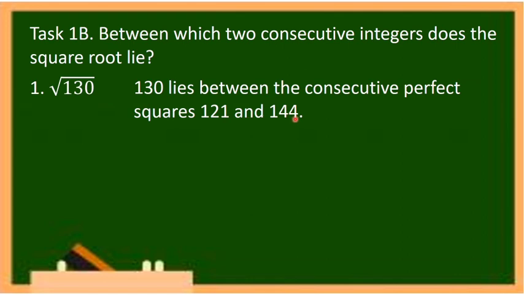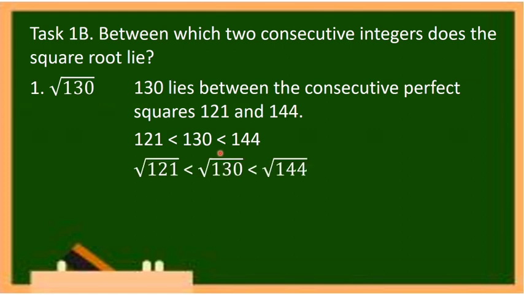And 144 is also a perfect square because there is such a number that when you multiply it to itself, it will give a product of 144, and that's 12. So 12 times 12 is equal to 144. So we can have this inequality relationship that 130 is greater than 121 but less than 144.